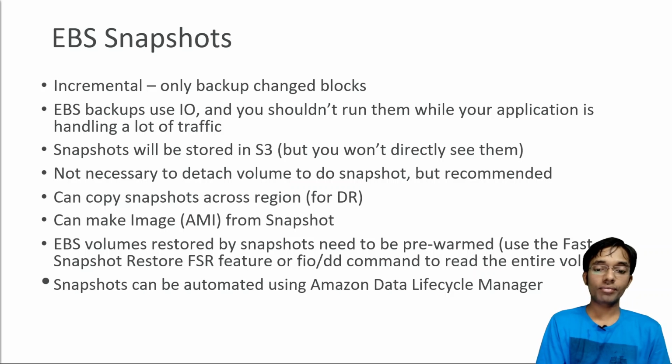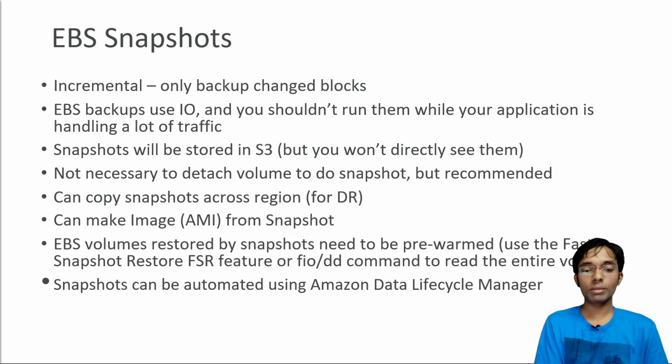And the idea is that the feature is going to read your EBS snapshot entirely and then give it to you. This way, when you restore it, it's going to be pre-warmed. But if you want to do it the cold way, then you need to just attach this restored EBS volume to your EC2 instance, and then issue a FIO or DD command directly from within the instance to read the entire volume. Now, when it comes to automating a snapshot, you can use, for example, the Amazon Data Lifecycle Manager to do the automatic snapshot.